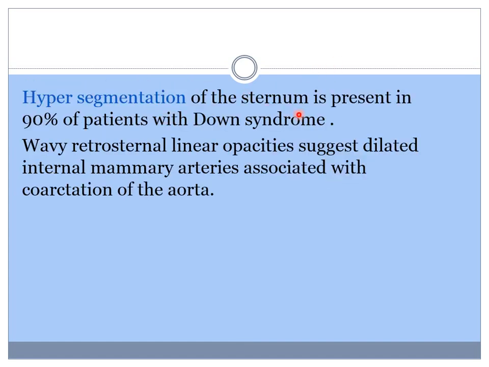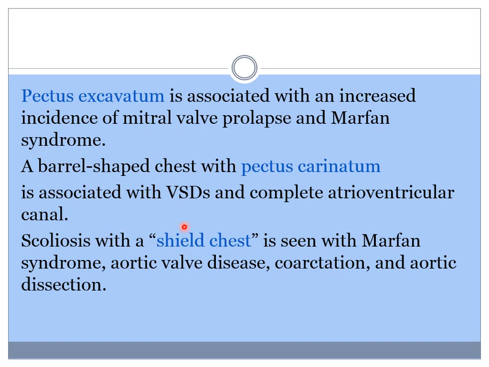Hypersegmentation of sternum is present in 90% of patients with Down syndrome. Wavy retrosternal linear opacity suggests dilated internal mammary arteries associated with coarctation of aorta. Pectus excavatum is associated with mitral valve prolapse. Pectus carinatum is associated with VSD. And we have scoliosis with shield chest associated with Marfan syndrome, aortic valve disease, coarctation, aortic dissection.